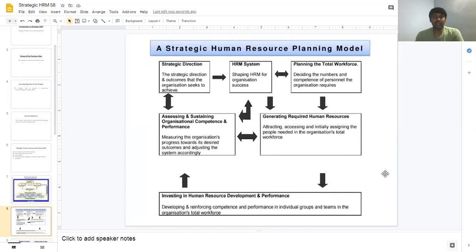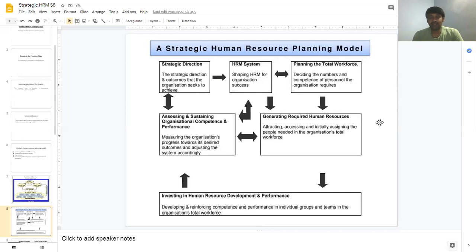In this particular slide, as you can see, there are various steps or factors which lead to human resource planning. The first one, we can start with the strategic direction. Next comes HR system, HRM system. Next, planning the total workforce. Next, generating required human resource. Next, investing in human resource development and performance. And the last, assessment and sustaining organizational competence and performance.